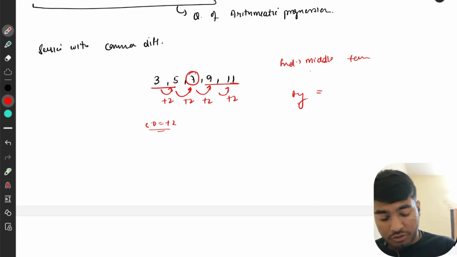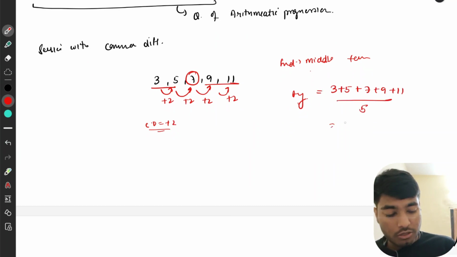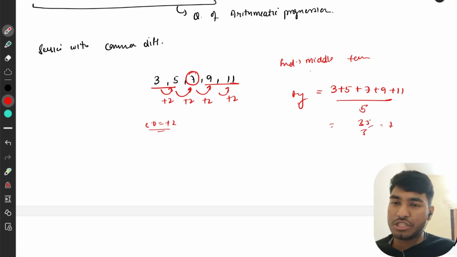How to find the average here? You can just add 3, 5, 7, 9, 11 and divide by how many numbers are given, 5. So 8 plus 7 plus 20, that is 35 by 5. 35 by 5 is 7. Oh, you got the same number.